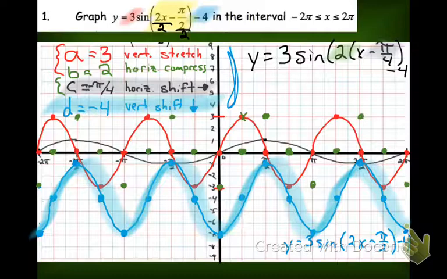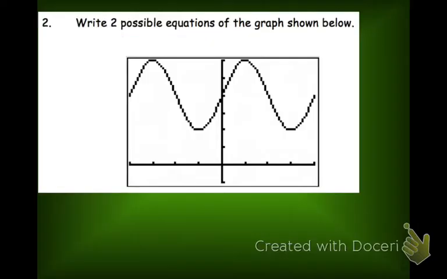Alright, so the next question says write 2 possible equations of the graph shown below. So we're looking at this graph here, and there's a couple things that you should notice. First of all, it starts at a point in the middle here and goes up. So immediately you should be thinking that this is going to be a sine graph.